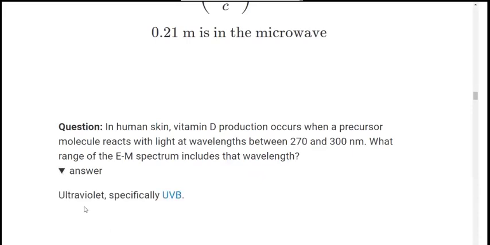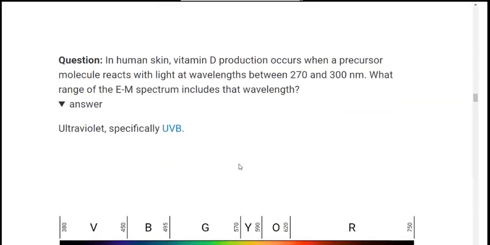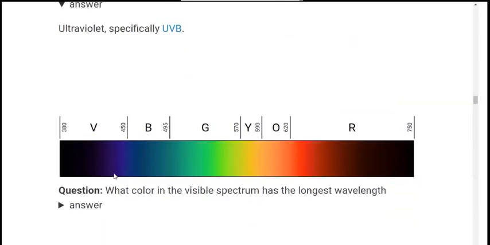You see here, ultraviolet, specifically UVB. Ultraviolet B is specifically responsible for production of vitamin D on human skin, and this ultraviolet radiation is a part of solar radiation. So the ultraviolet radiation present in the solar radiation is specifically responsible for production of vitamin D on human skin.